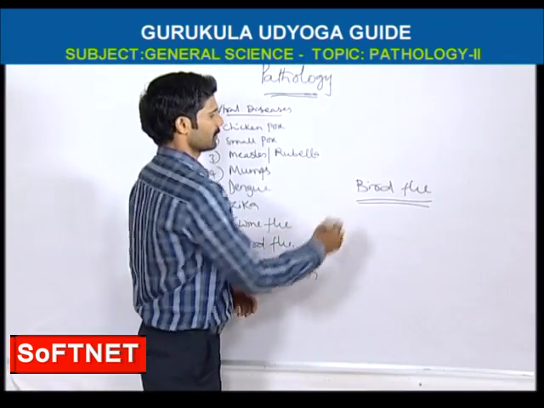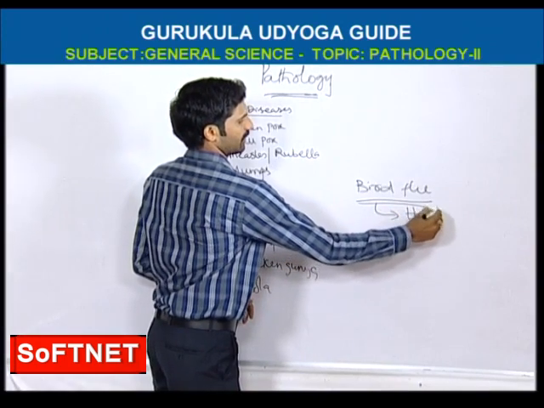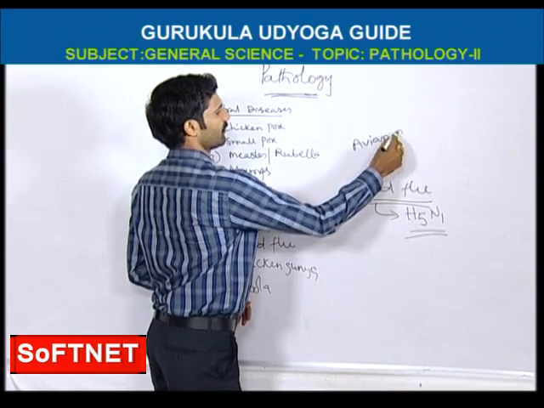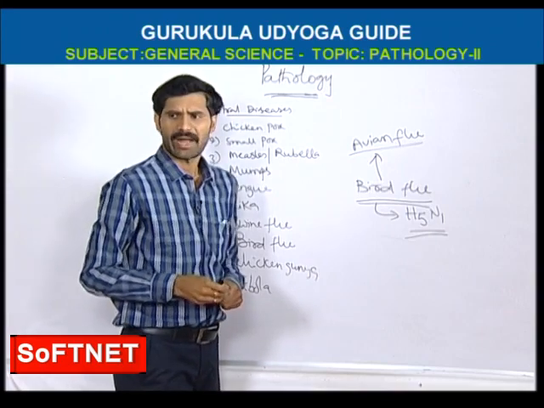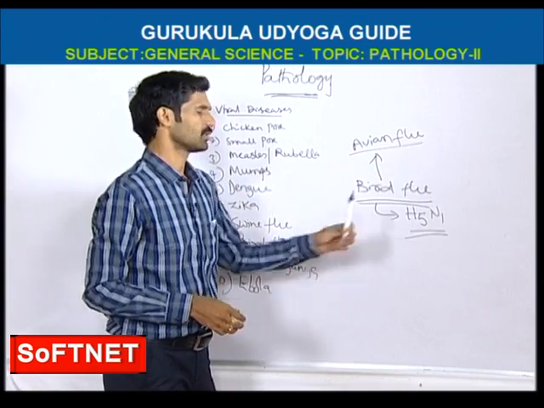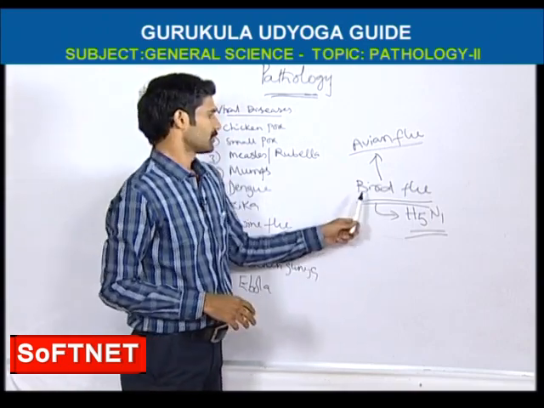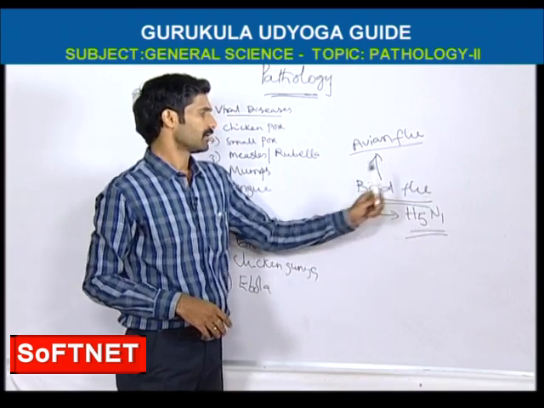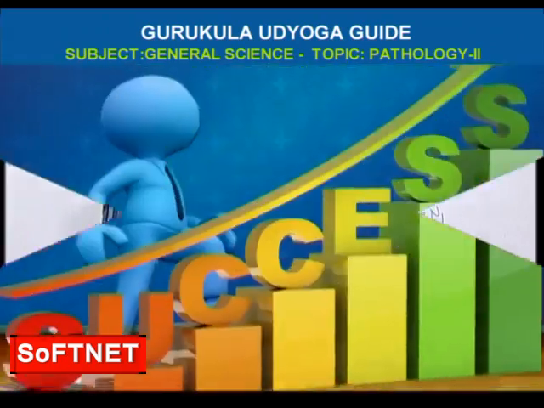Next viral disease, bird flu, caused by the virus H5N1. Bird flu is also called avian flu. It is a pandemic or epidemic disease that can spread throughout the world or country within a short period of time. It affects particularly the poultry industry. Bird flu is in the influenza category. Flu means influenza category. It can affect poultry farms or the poultry industry.